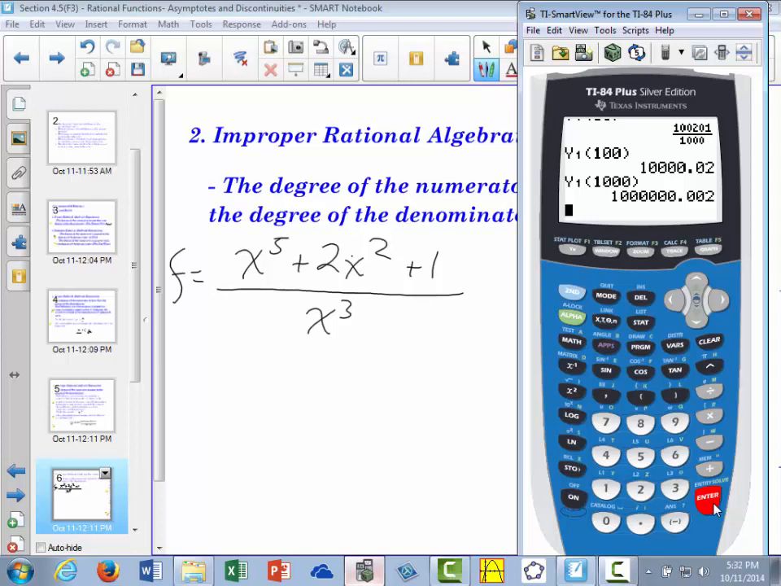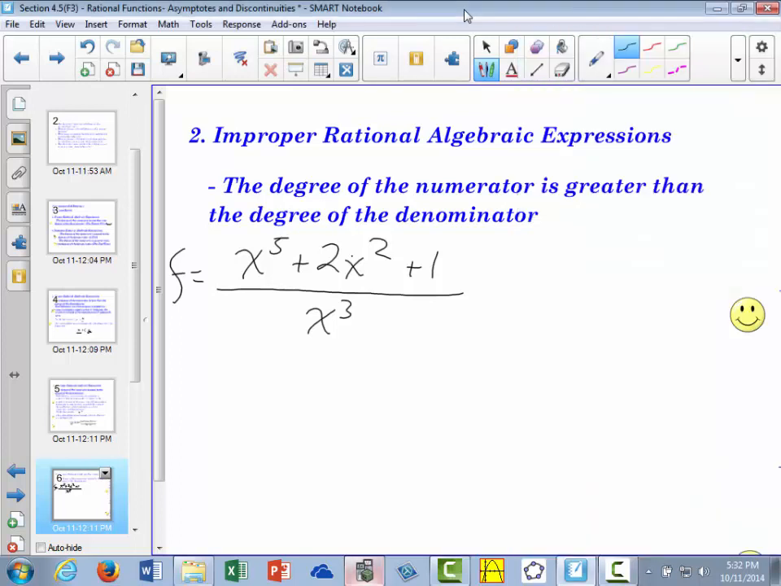And if you look at how y1 of 100 compared to y1 of 1,000, by increasing by a factor of 10, it actually increased our y values by a factor of almost 100, or 10 squared. And that's not a coincidence. To find out what's going to happen here, again, we can look at our function and actually do the long division that this rational function implies by the fraction. So let's do a little long division here.